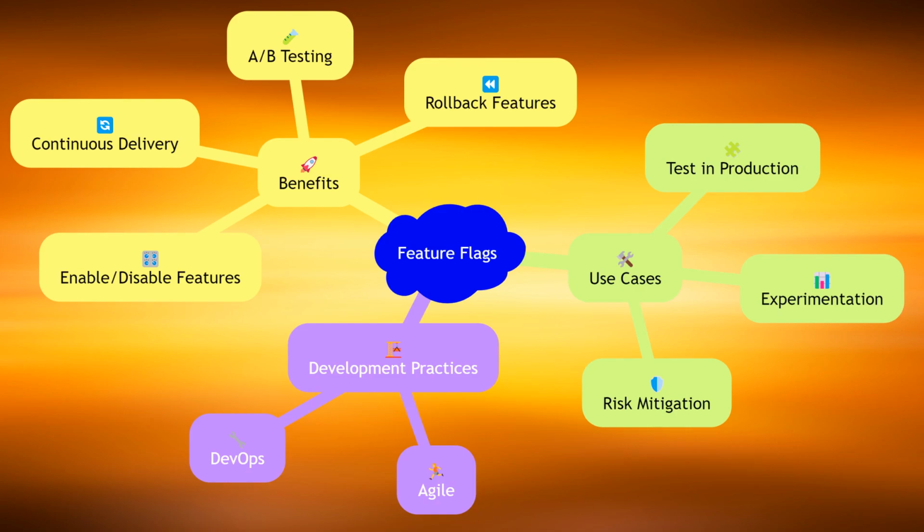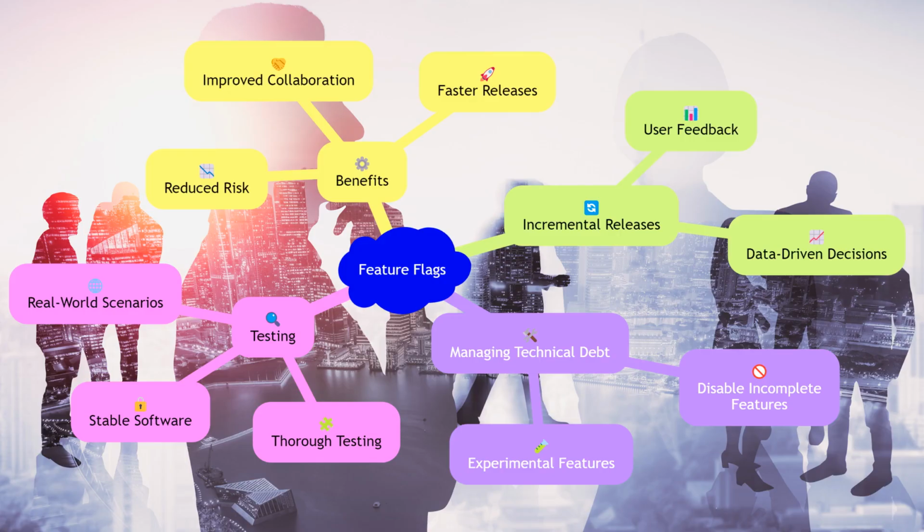This technique is particularly useful in Agile and DevOps practices, where rapid iteration and deployment are crucial. Feature flags offer numerous benefits, including reduced risk during deployments, faster release cycles, and improved collaboration between development and operations teams. They allow for incremental feature releases, enabling teams to gather user feedback and make data-driven decisions. Additionally, feature flags can help in managing technical debt by allowing teams to disable incomplete or experimental features.